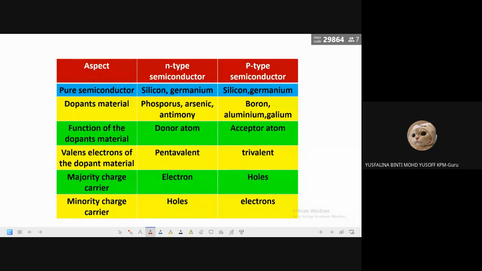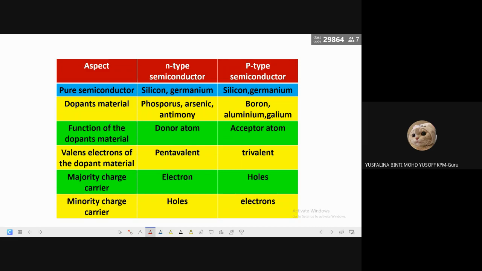Alright, so now the pure semiconductors, silicon and germanium: for N-type and P-type, you can use both silicon and also germanium. For the dopant material, what type of impurities can you use to produce the N-type? This one you need to remember. Sometimes they will ask you, let's say you want to produce N-type or P-type, what are the dopant materials that you need to put? For the N-type, you have phosphorus, arsenic, and antimony. There are 3 types of dopant materials.